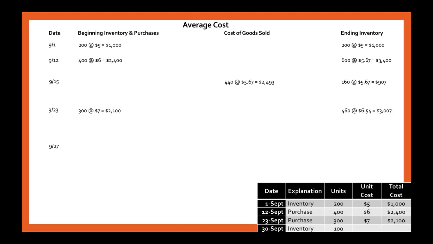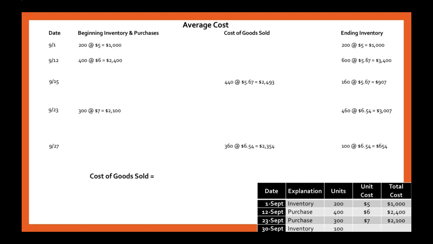Now, on the 27th, we made a sale of 360 units. So, we'll write out 360 units at $6.54 equals $23.54. Then we go over to our ending inventory. And we had 460 units. Then we just sold 360 of them. So we're left with 100 units. And average unit cost does not change with a sale. So it stays at $6.54. So 100 at $6.54 equals $654.